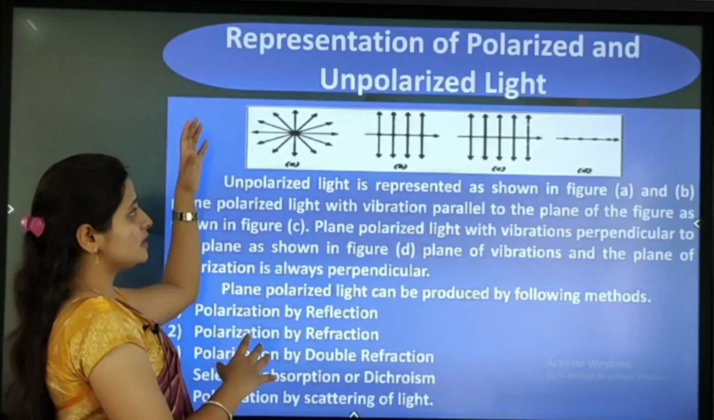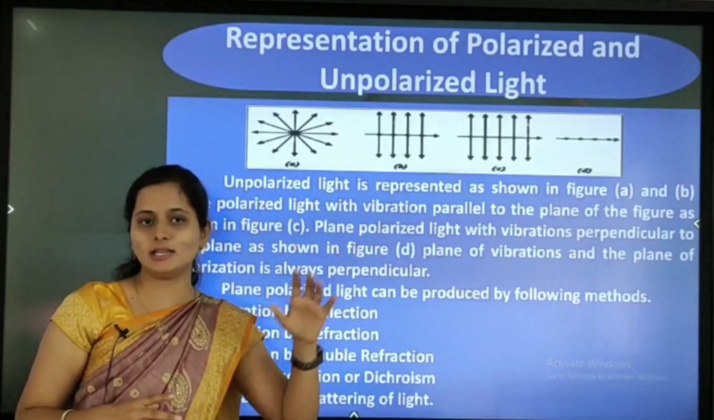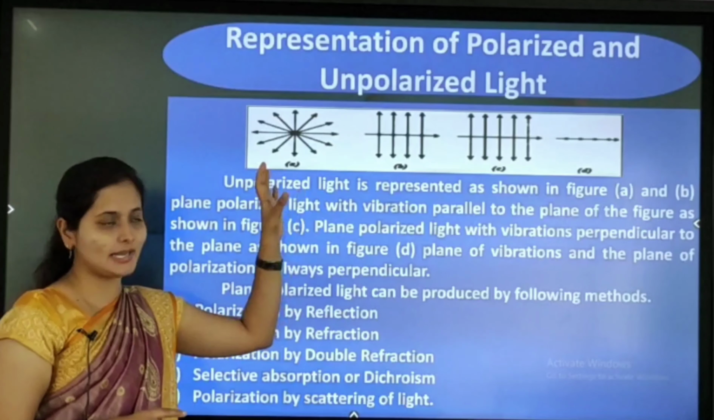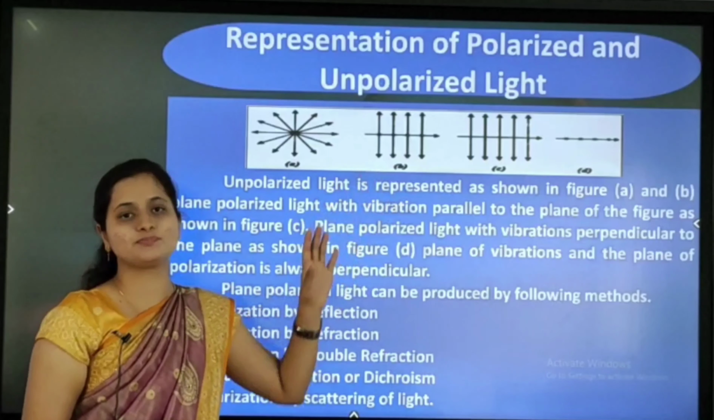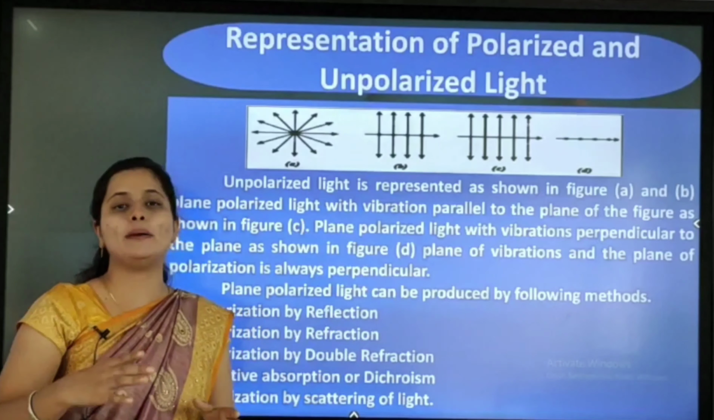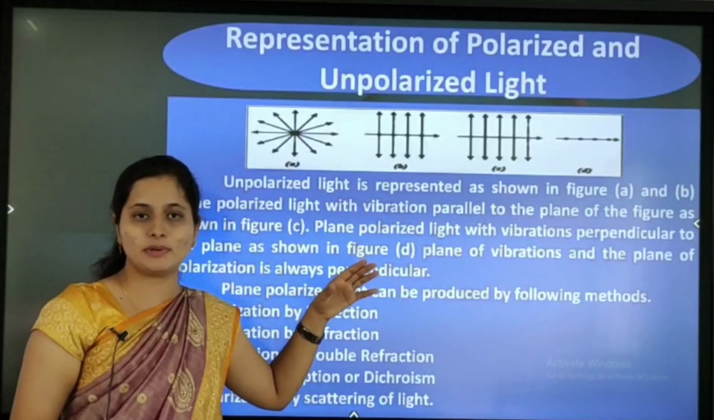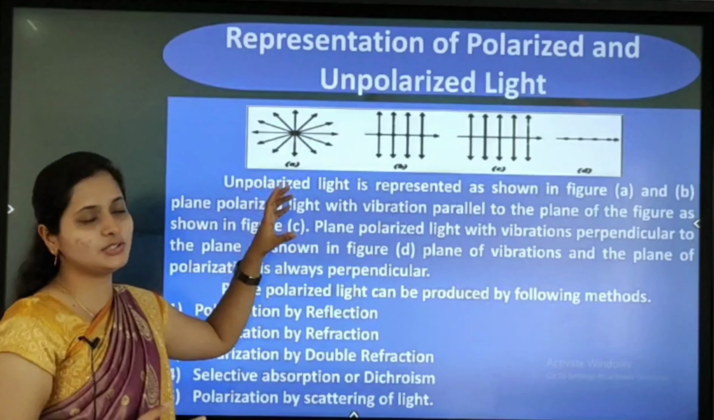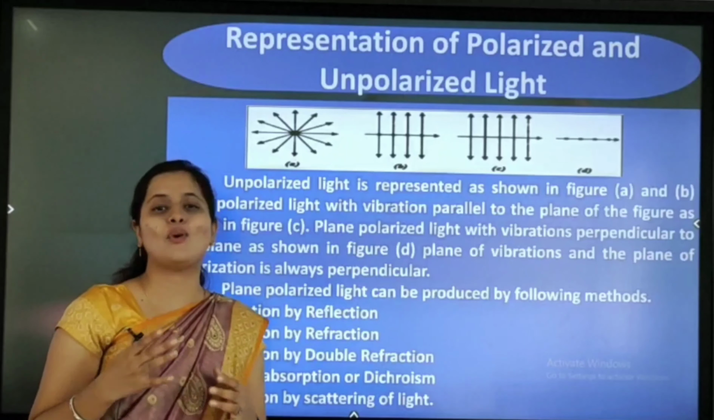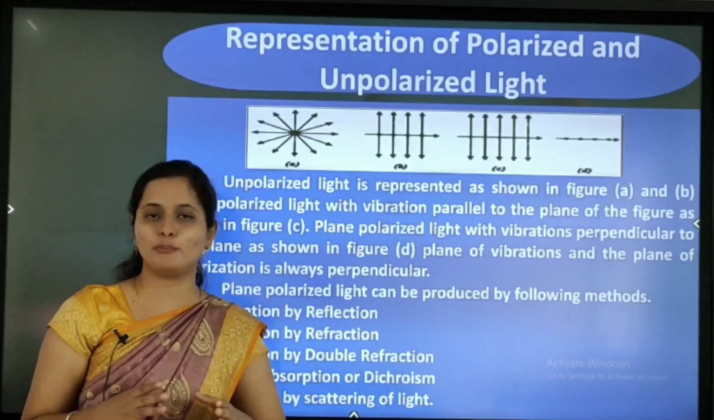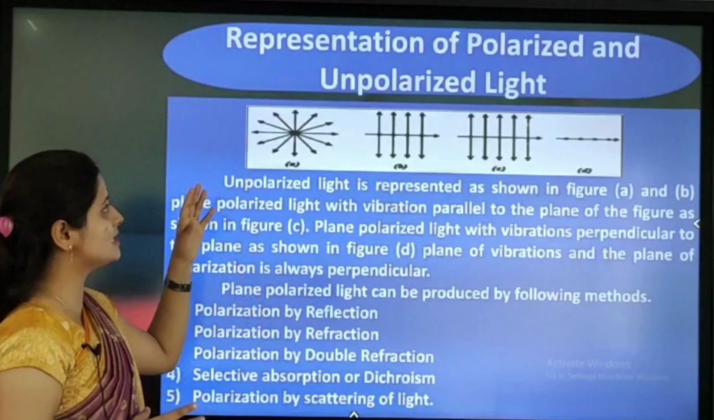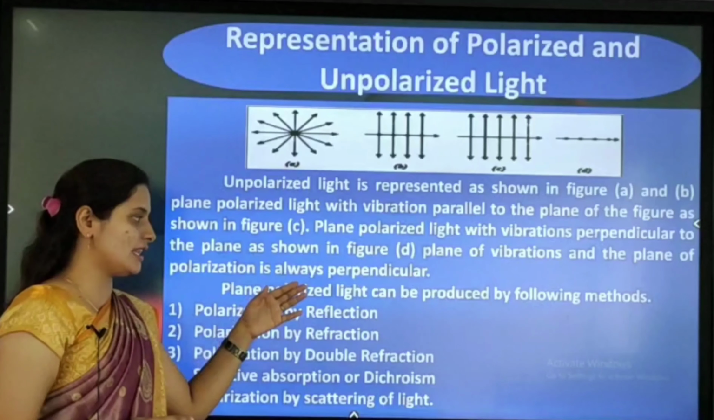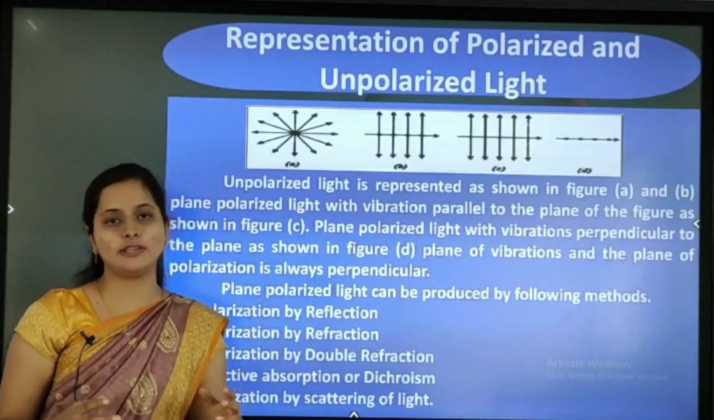This is the representation of plane polarized and unpolarized light. The first two representations are unpolarized light, and the third one is plane polarized light vibrating parallel to the plane. The last diagram, D, shows plane polarized light vibrating in the direction perpendicular to the plane. These are the representations. Next, plane polarized light can be produced by the following methods.